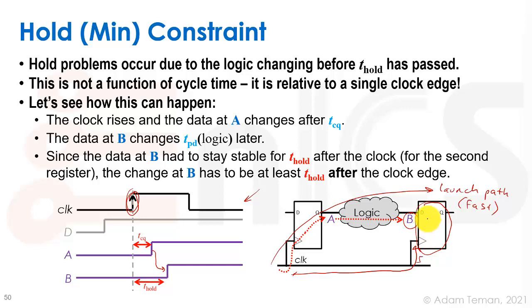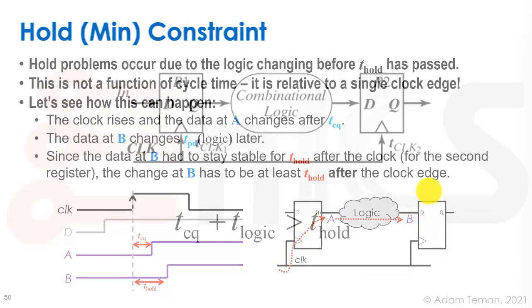But we also have our hold constraint. So we need the launch path, we need the clock delay basically to be larger than the hold constraint. Again, this is kind of meaningless right now, but we'll see when we add clock skew, it becomes very meaningful.